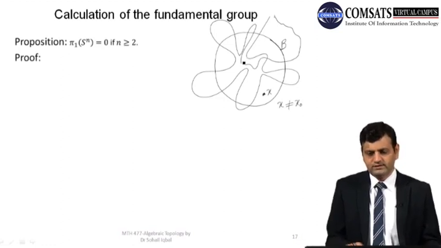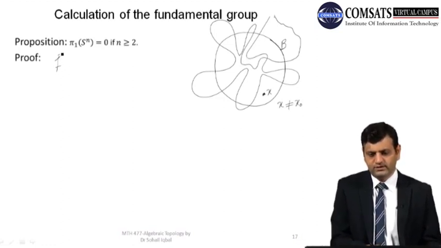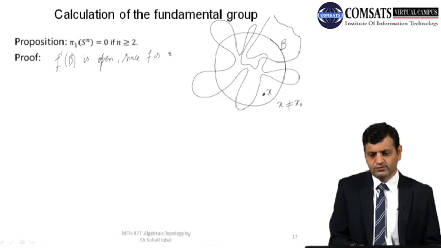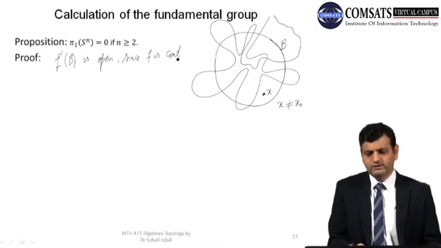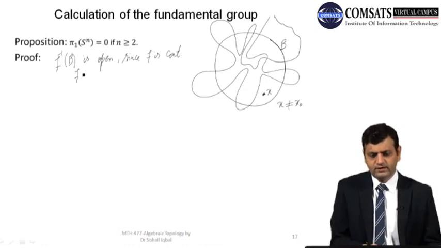So now consider f inverse of B. So B is open, so f inverse B is open, since f is continuous, so continuous image of an open set is open. So f is a function from I to Sn, so the inverse image will be an open set in I, where I is equal to the closed interval 0 to 1.